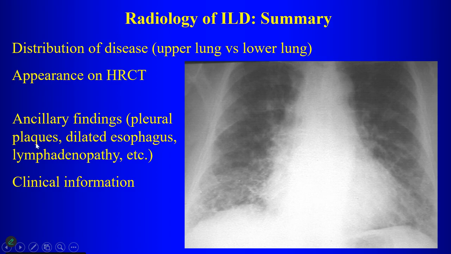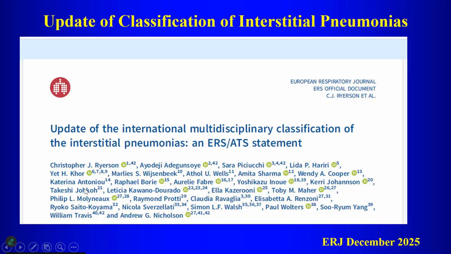Look for ancillary findings because that can give you some specificity. Pleural plaques, dilated esophagus, lymphadenopathy, right? Of course, the clinical information is the most important. Are we done with interstitial lung disease? No. Because, as it turns out, in December, they came up with an updated classification of interstitial pneumonias.